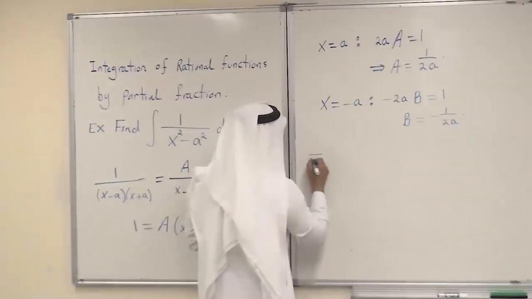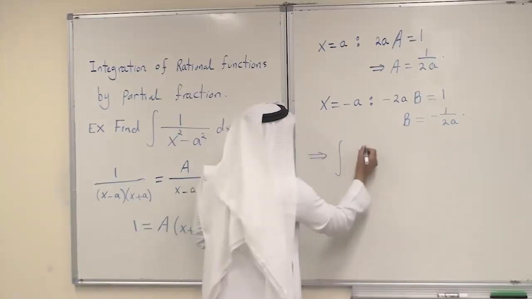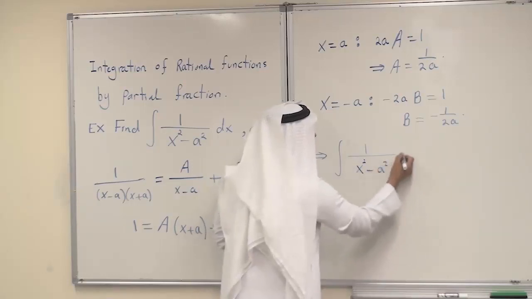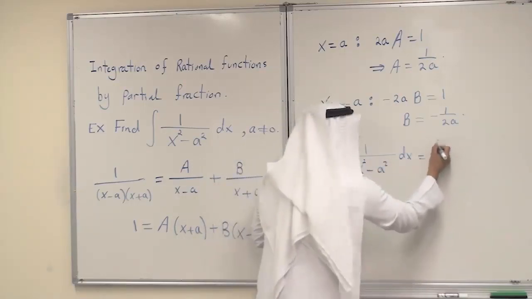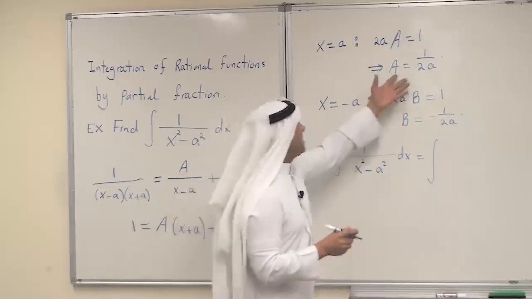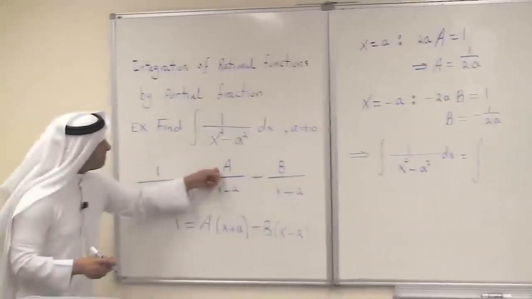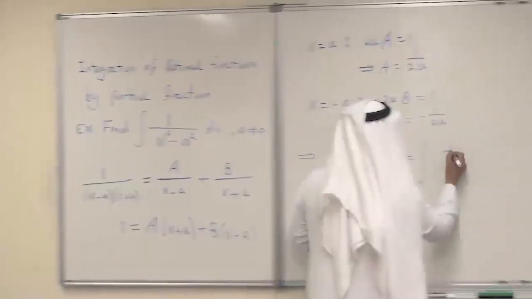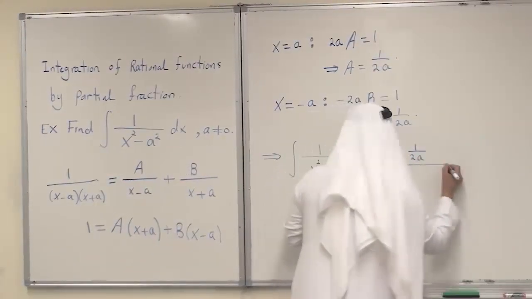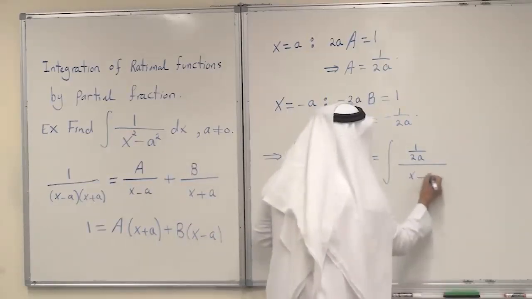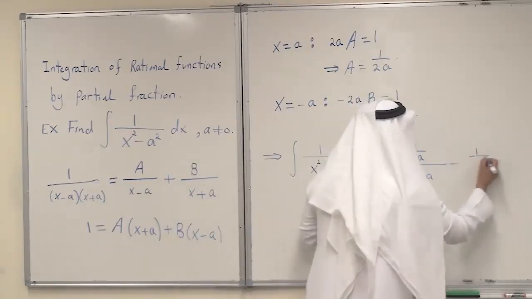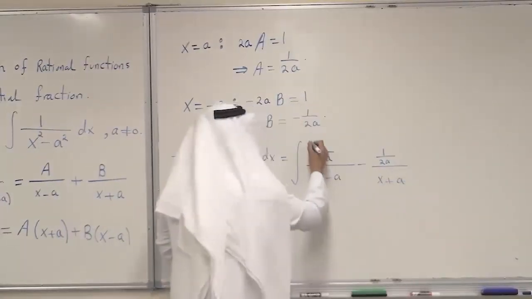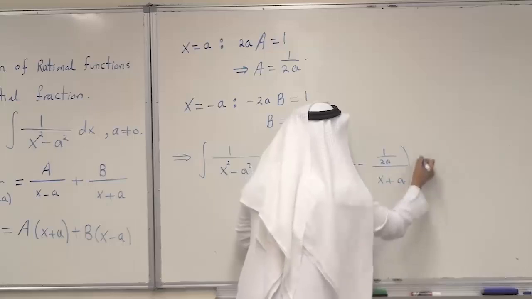So this implies now the integral of 1 over x squared minus a squared dx is nothing but the integral of, now we just substitute in the partial fraction. So we get the value of a, which is 1 over 2a. This is 1 over 2 small a divided by whatever we get there, x minus a, minus 1 over 2a divided by x plus a. All of this supposed to be integrated with respect to x.